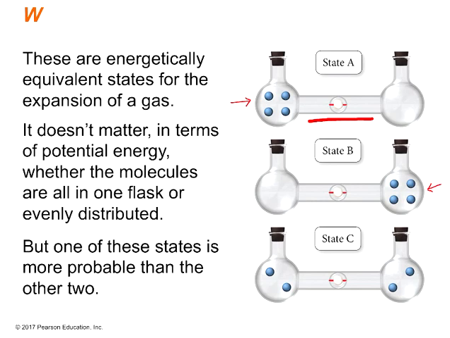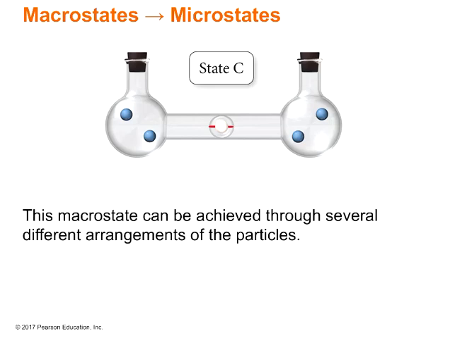So let's find out which one is the most probable state. So state C is the most probable state. So this is what we would call a macro state. So this macro state can be achieved through several different arrangements of the particles. So what we're going to do is label each of these gas particles. So maybe we'll label them 1, 2, 3, and 4. And you can imagine that maybe instead of 1 and 2 being on the left, maybe they're on the right, and maybe 3 and 4 are on the left. Or maybe 1 and 3 are on the left, and 2 and 4 are on the right, or vice versa. So there's a lot of different combinations we could have.